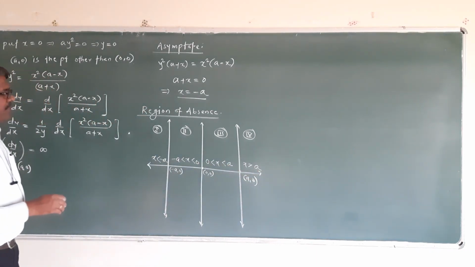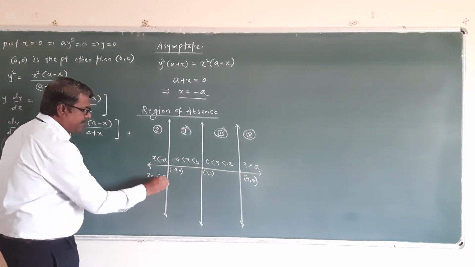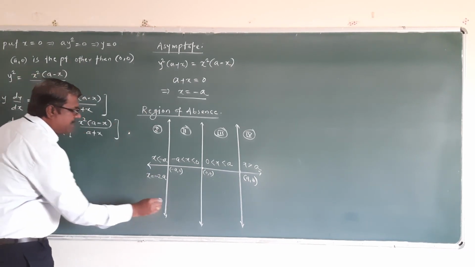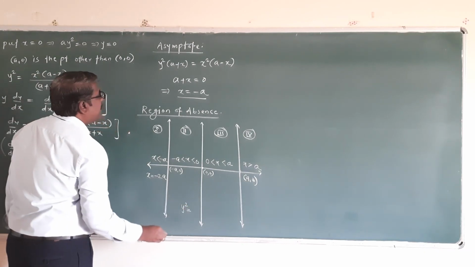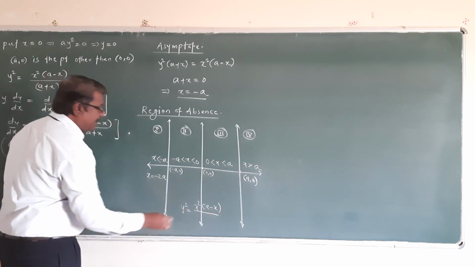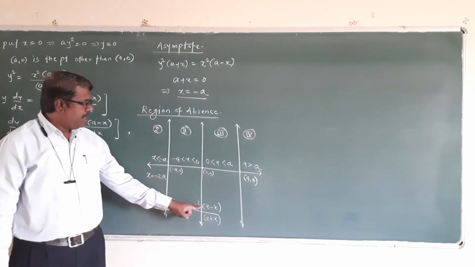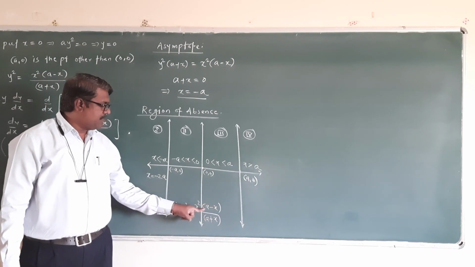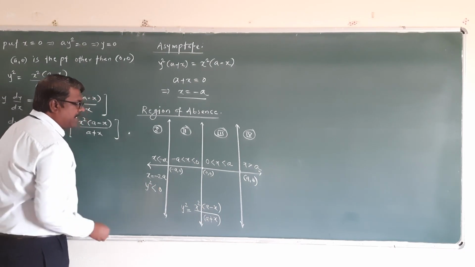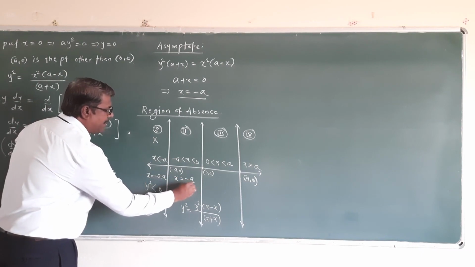Now we will check whether the curve is present in each partition. So choose x is equal to minus 2a. Now what is y square? So here I will write the formula. y square is equal to x square into bracket a minus x divided by a plus x. Now when x is minus 2a, a minus of minus 2a is positive, but the denominator is negative, and therefore y square is negative, the curve is absent.